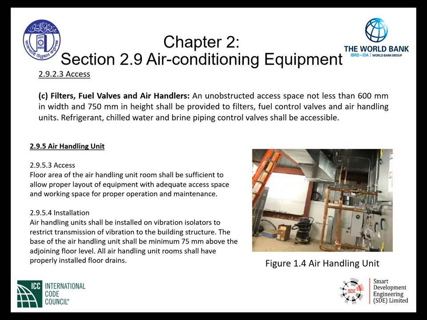The air handling unit is given to us in section 2.9.5. Specifically, access to the air handling unit is specified as a requirement in this code in section 2.9.5.3 and states the following: floor area of the air handling unit room shall be sufficient to allow proper layout of equipment with adequate access space and working space for proper operation and maintenance.